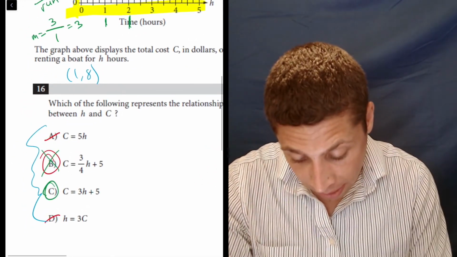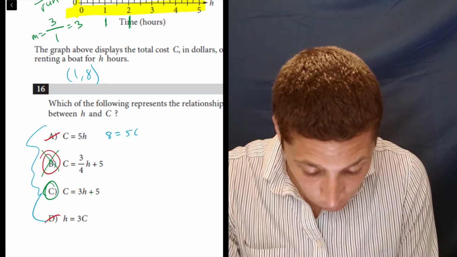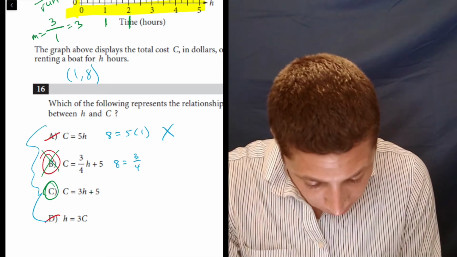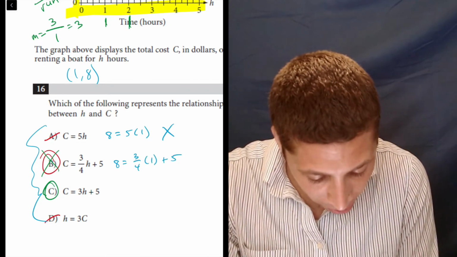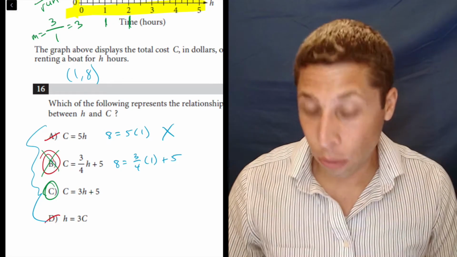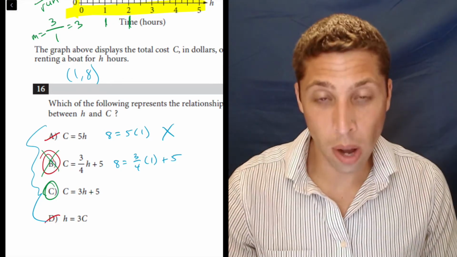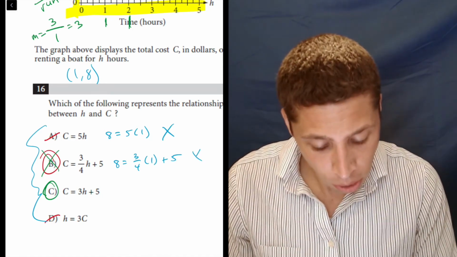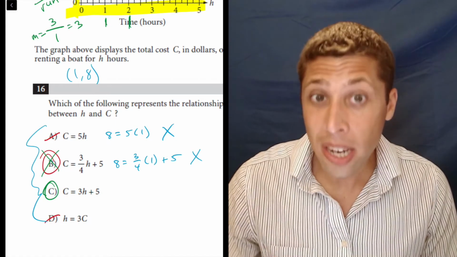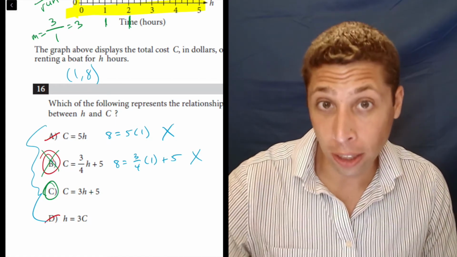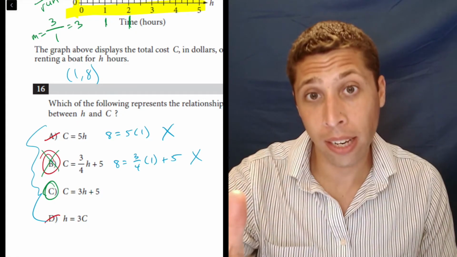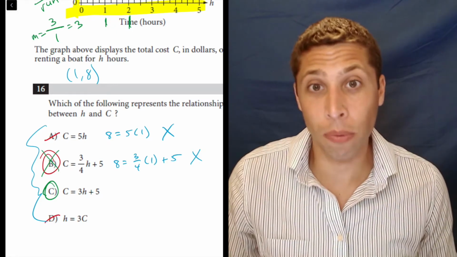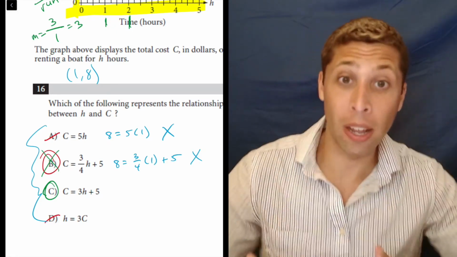Well, even the ones I eliminated easily, I can see 8 is equal to 5 times 1. No, that's not true. 8 is equal to 3/4 of 1 plus 5. Now, even without the calculator, I know that this is not going to work out, right? 3/4 times 1 is just 3/4. So 3/4 plus 5, that's a fraction answer. So this answer choice, that's really, really tempting if we look at the graph and let our robot brain take over, it's just not even part of my consideration here. It's so obviously wrong because the numbers don't make sense when I plug that point in.